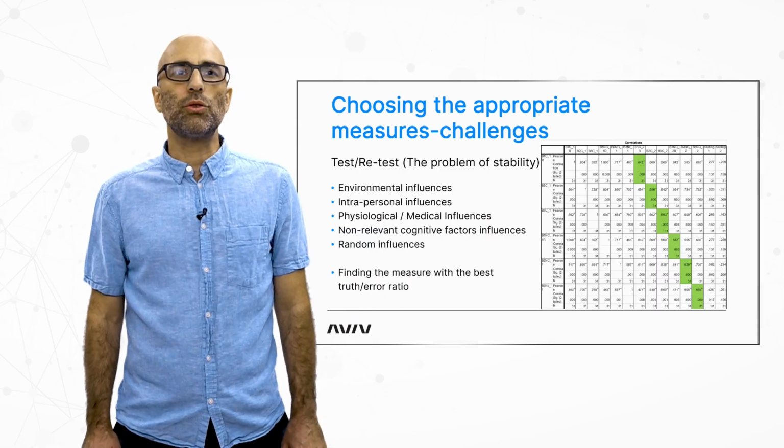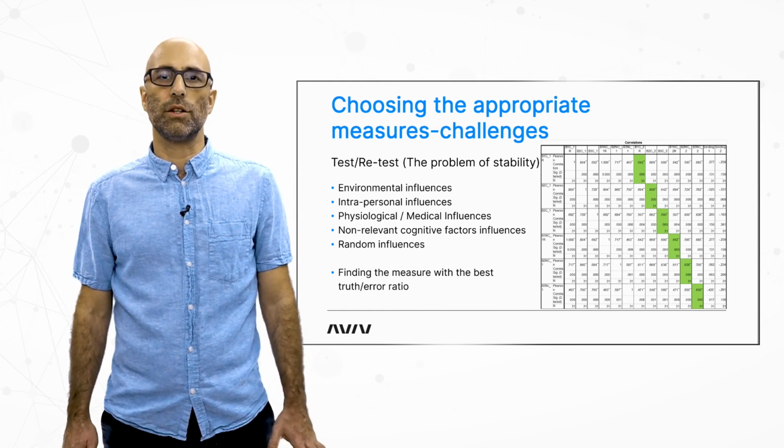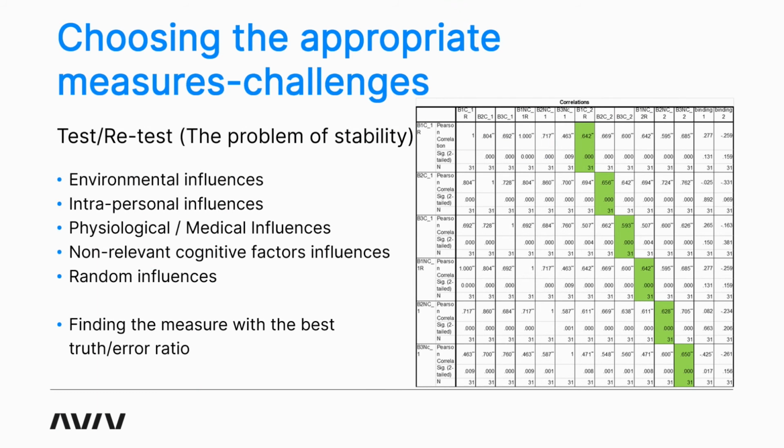We need to make sure that the measures are not influenced by things like hunger, mood, pharmacology, the date of the year, etc. We measure the test-retest using a large matrix of correlations. We administer the task a first time, we administer the task to the subject a second time, and then we calculate the correlation of the measures. We choose only the measures which have a high test-retest rate.